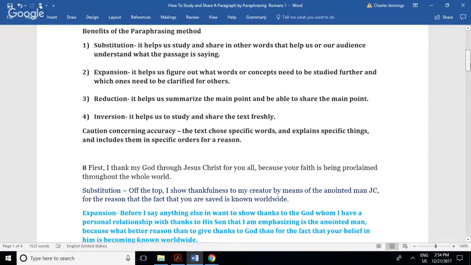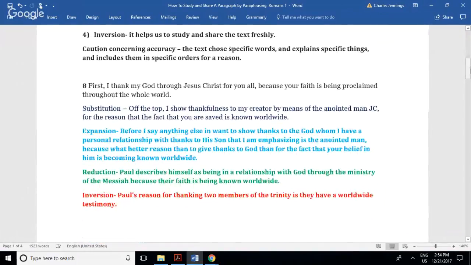Now there are some cautions that I want to mention as we go into this method. The first, or main, caution is accuracy. The text chose specific words, so when we substitute those words, we may lose something. The text chooses to explain certain things, so when we go to explaining things, we're explaining them for things that the original audience already understood, or probably already understood. And things are also written in a specific order, so if you use inversion, you're reversing that order. That's fine, because we need to take the Bible world to the understanding of the people in our congregational world.